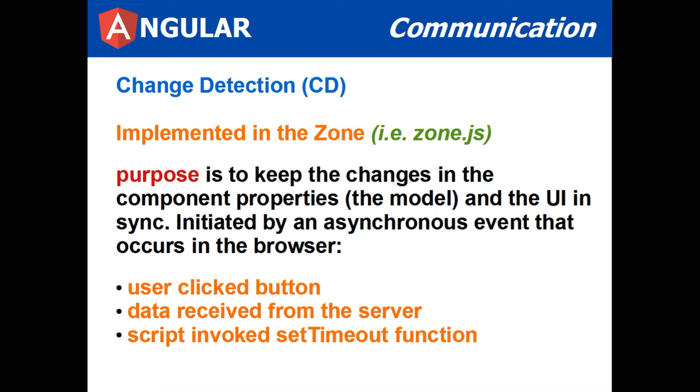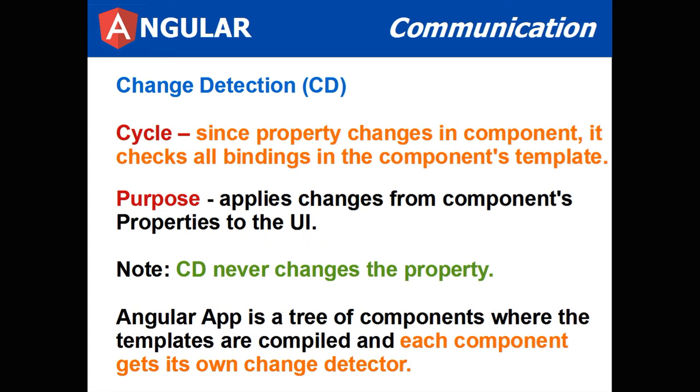And we just have to understand change detection to the point where we could actually implement applications. So we have this concept of a cycle. Since a property changes in a component, it checks all bindings in the component's template. The purpose: it applies changes from the component's properties to the UI. Change detection never changes the property. An Angular app is a tree of components where the templates are compiled and each component gets its own change detector.